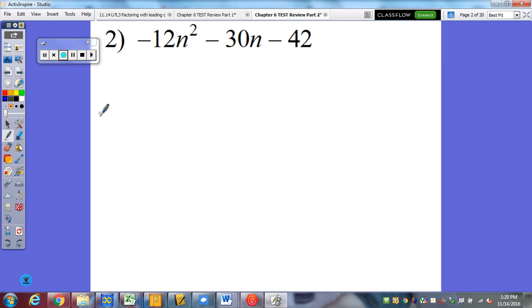What are we factoring out? Well, in this case, we got to be careful because we have a negative for each one of these terms. So we're going to factor out a negative. 12, 30, and 42. My GCF is 6. N squared, n, and no n is no n. So what do we have left? Negative 6.